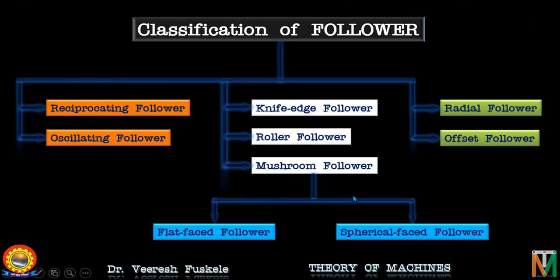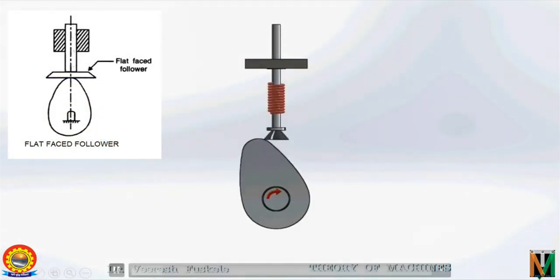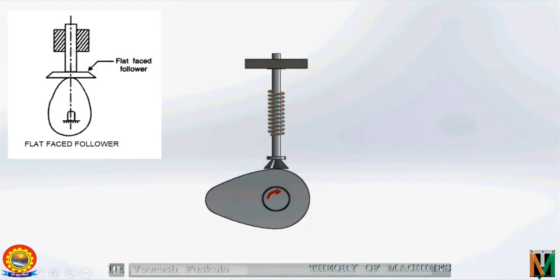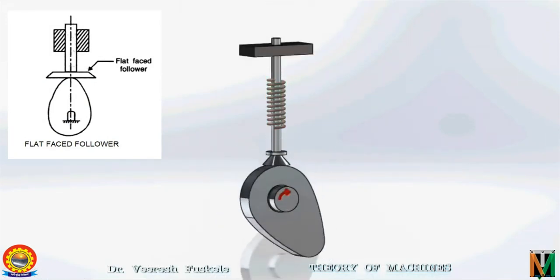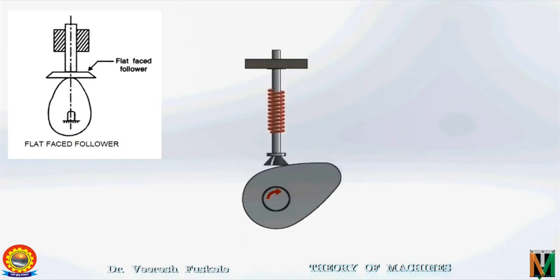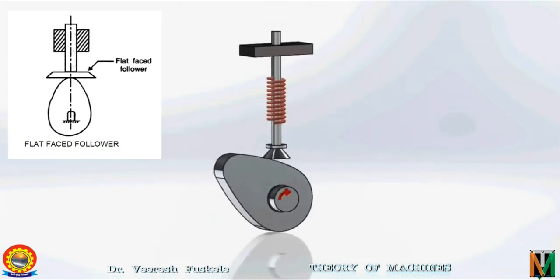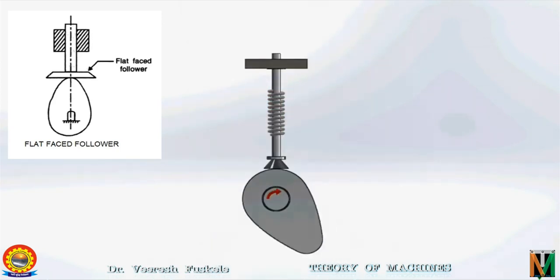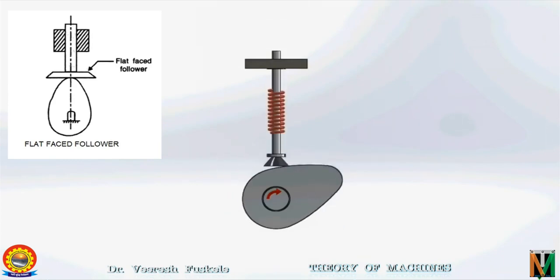Next we have mushroom follower, which is again classified as flat faced follower and spherical faced follower. So let's see the flat faced follower. This is a flat faced follower. You can see the surface of the follower is flat. This has an advantage that it does not pose the problem of jamming the cam. However, surface stresses and wear are quite high due to deflection and misalignment of the flat-faced follower.